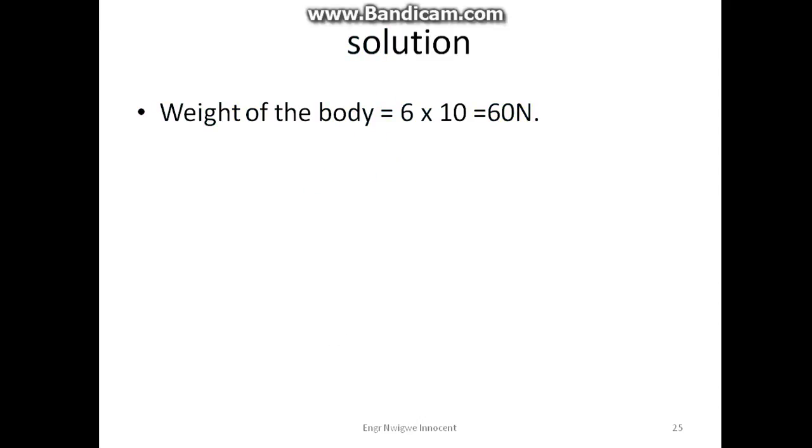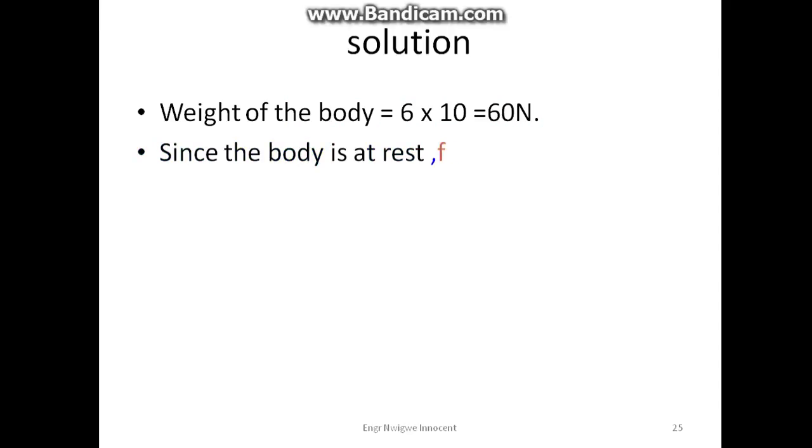where mg sin theta is the force pulling the mass down the plane, F is the resistance dragging it, R is the reaction, mg cos theta is the force of gravity at an angle theta at the normal, and mg sin theta is the distance covered. Solution. The weight of the body is equal to 6, the mass, times 10, the force of gravity, which gives us 60 Newton.